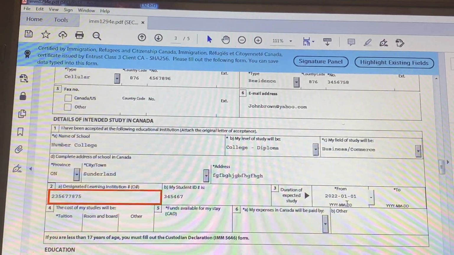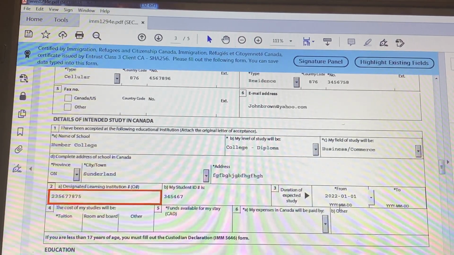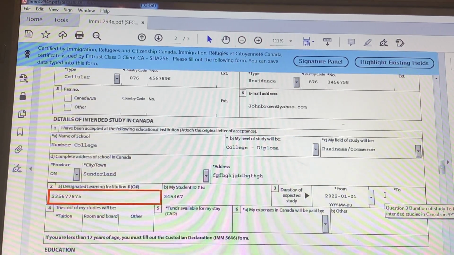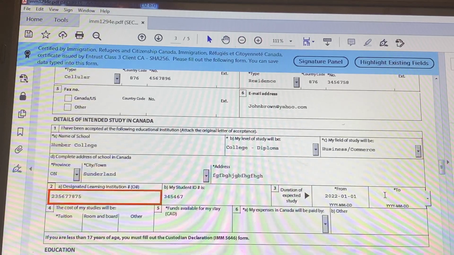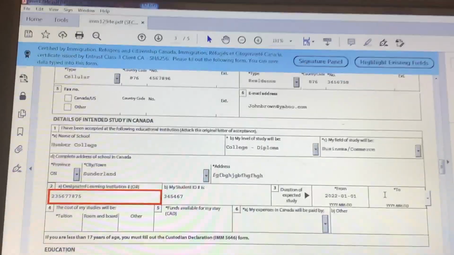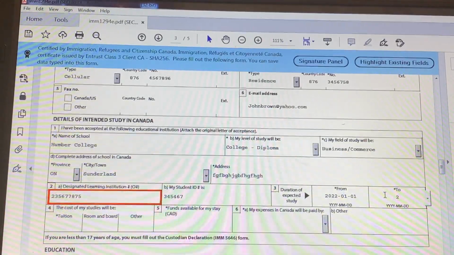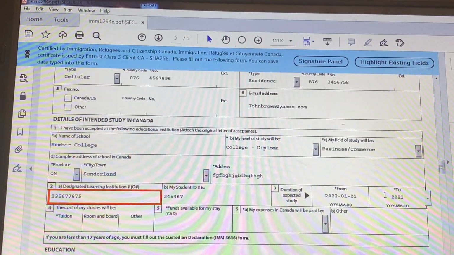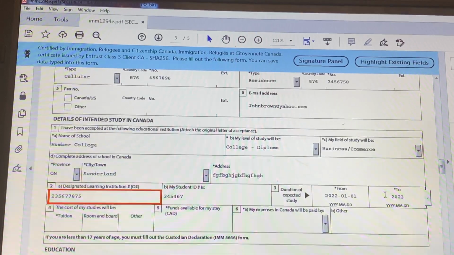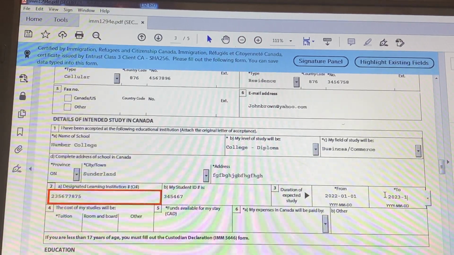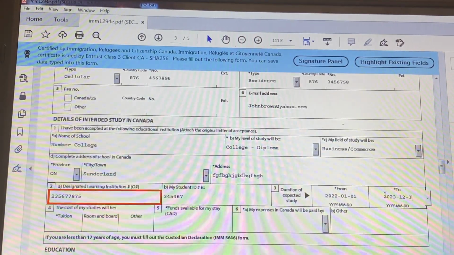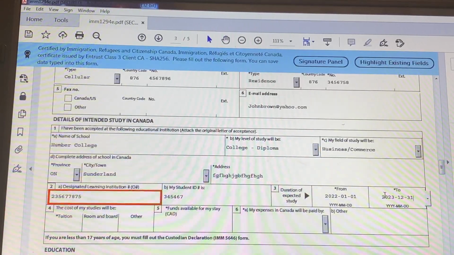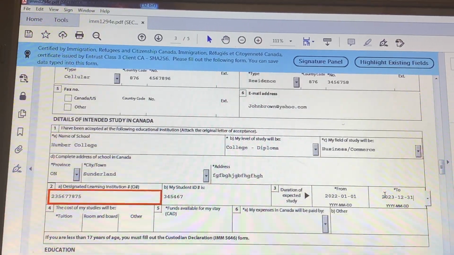So you can put the 1st of January 2022 because you're gonna be starting in January, and it's a 2-year course, and that usually ends in December. So you can say 2023, 4 semesters, December 31st. Because you don't know when school is gonna end, so you just use the month that is gonna end. All right, guys.